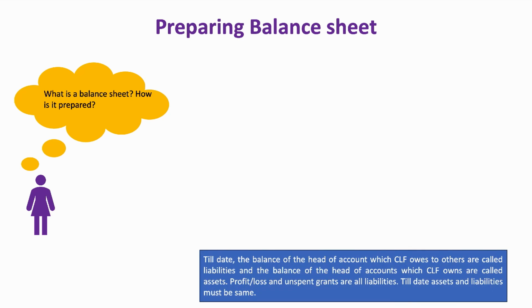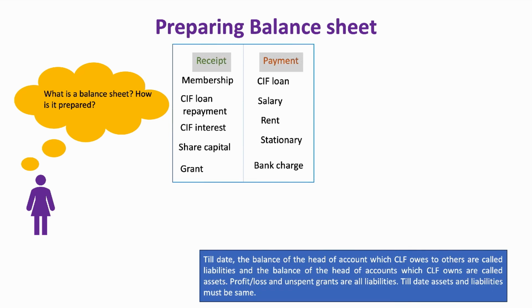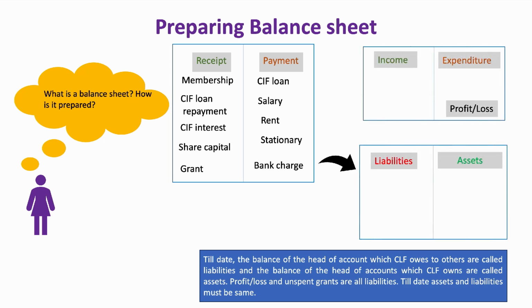Now we'll understand preparing the balance sheet. The question is, what is a balance sheet? How is it prepared? Balance sheet is basically defined as the balance of the heads of account which the CLF owes to others till date, known as liabilities, and the balance of the heads of account which the CLF owns itself, called assets. Simply put, any amount which is to be given to somebody else is a liability and any amount which the CLF will receive is an asset. Profit, loss and unspent grants are all liabilities, and till date assets and liabilities have to be the same.